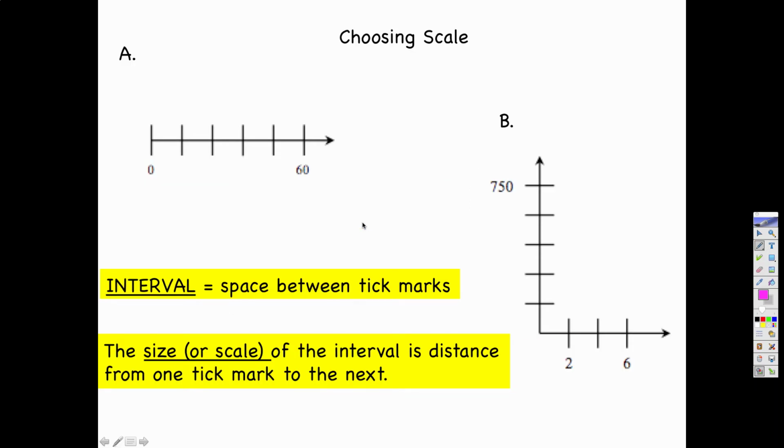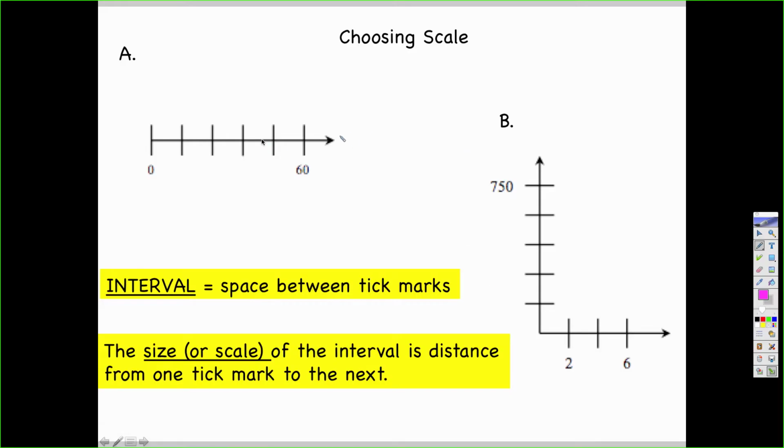Hi. Today we're going to talk about choosing scale. So if I have an axis here, this would be the horizontal axis, the x-axis. And it starts at 0, goes to 60.